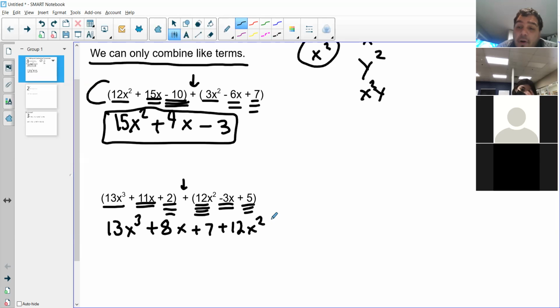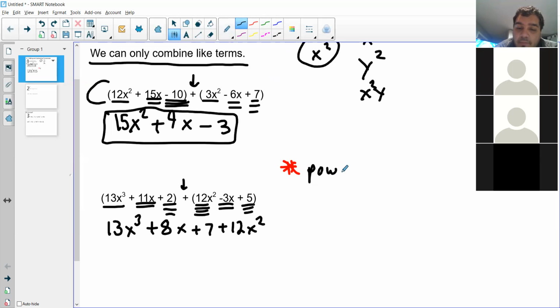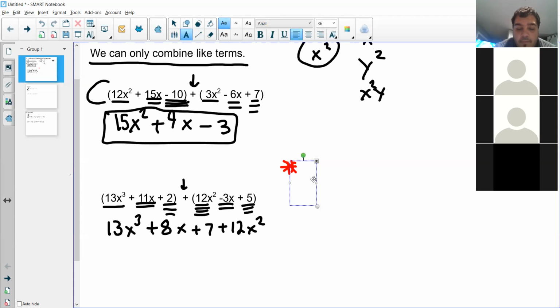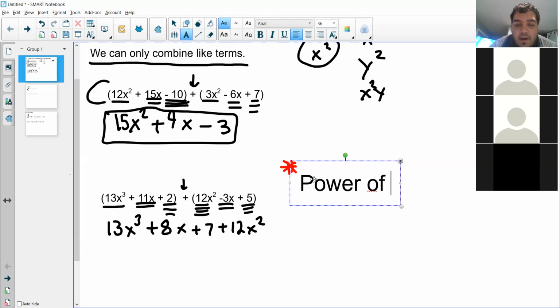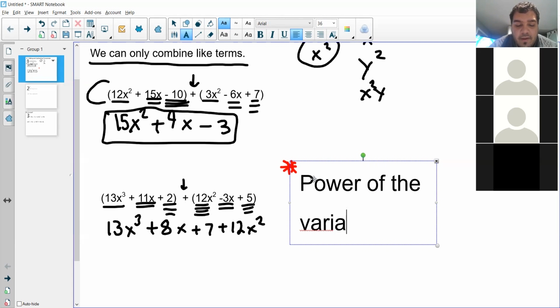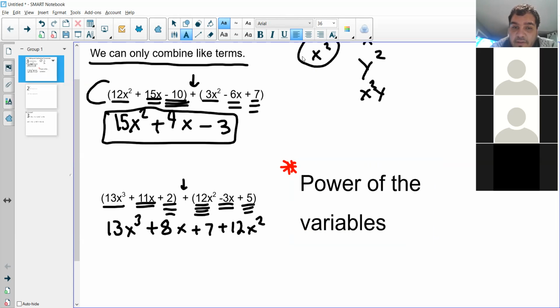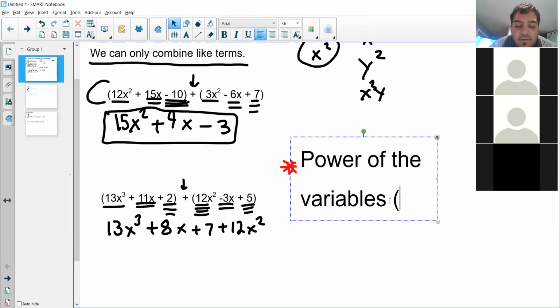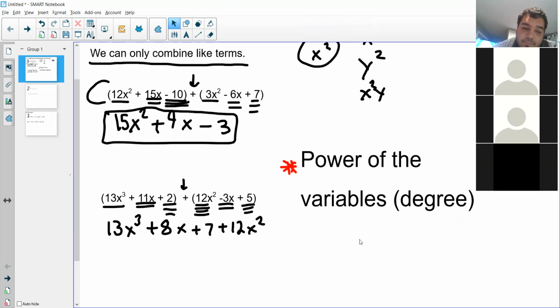Now, here's an important part. In polynomials, we need to put it in the correct order. Now, how do we decide what is the correct order? The correct order is based off the power. Let me type it out actually so it's clean. It's based off the power of the variable. We also have a term for this: the degree. So we call this the degree.